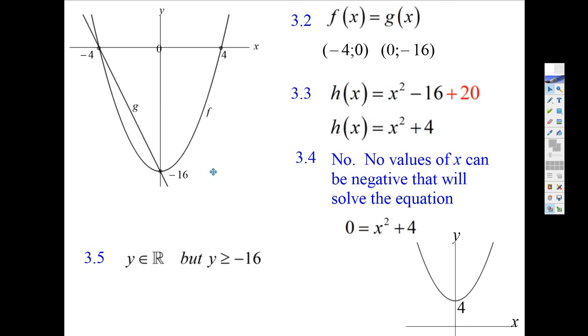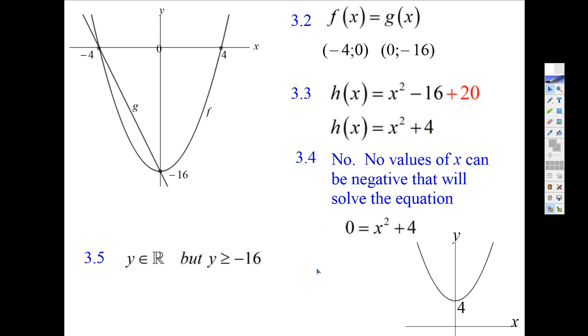That's not so hard. Now, the next question says, what happens if we take f of x, which is x squared minus 16, and raise the whole graph vertically 20 units? Well, what does that mean? It means you just add 20 to whatever f of x is. Well, minus 16 plus 20 is 4. So there's your new function. So it sounds really tricky or hard, but if you want to raise something vertically up 20, add 20. If you want to lower it 20, you'd subtract 20. Okay, so there's our new function, x squared plus 4.